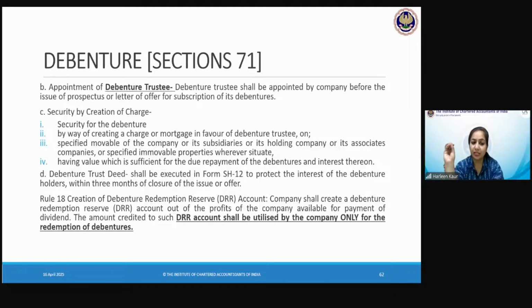The next point, debenture trustee. Everybody is clear on this slide. Yes, ma'am. No, ma'am. Chat box. Where are you? Hurry up.